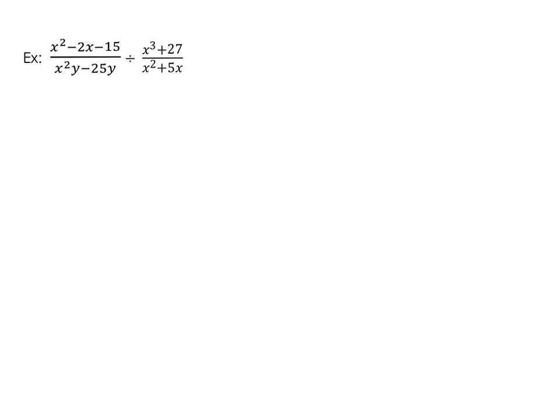For our last example, we have x squared minus 2x minus 15 over x squared y minus 25y, divided by x cubed plus 27 over x squared plus 5x. All right, in that first fraction on the top, two numbers that multiply to get negative 15 and also add to get negative 2, we can do x minus 5.